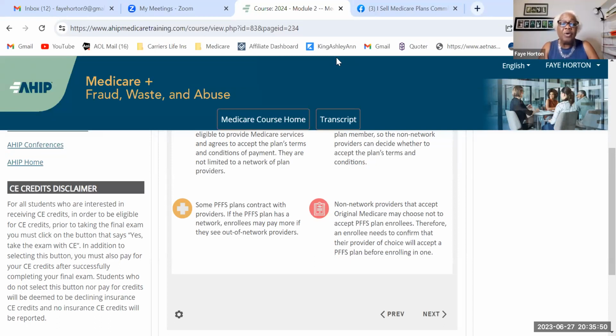The services can also be on a case-by-case basis. So a provider may determine that yes, they will accept the private fee-for-service payment, and two or three months later decide, no, they're not accepting the private fee-for-service plan payment, and they have the right to do that.